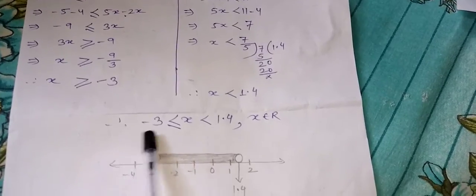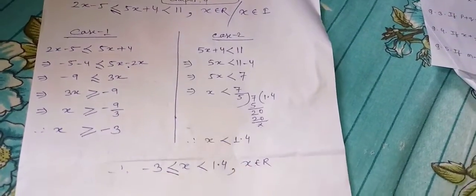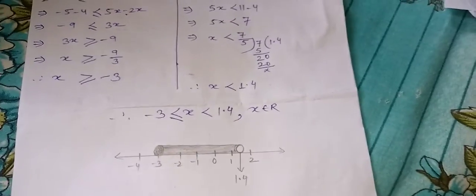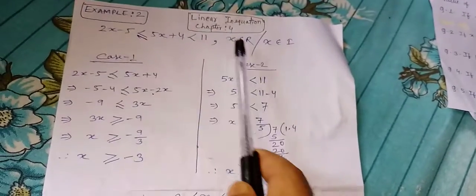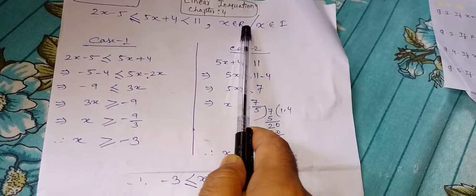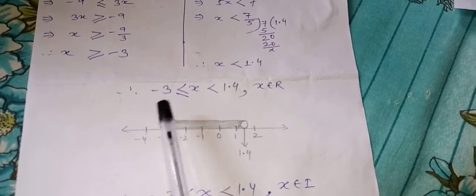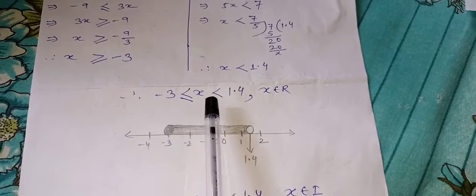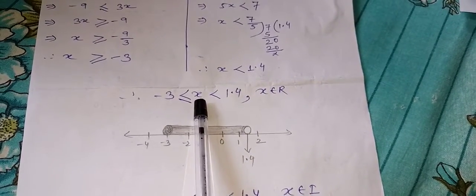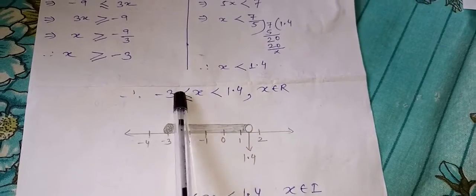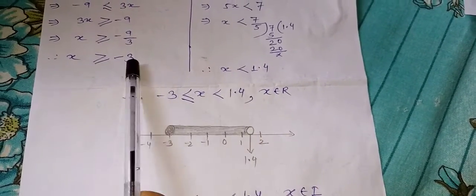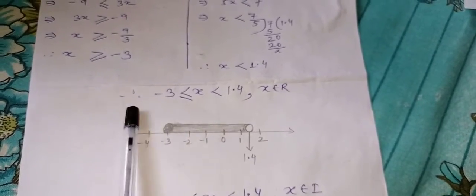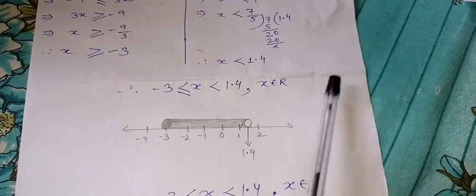Now both case 1 and case 2 will make a single solution set. First we will use it for R, and second one we will use for I. That means in this question, with one question I am trying to do two number lines. One is for R, one is for I. So my final solution set will be, as you all know, we have to put x in the middle and both sides less than symbol, and out of these two, the smaller one will be on the left side, the larger one will be on the right side.